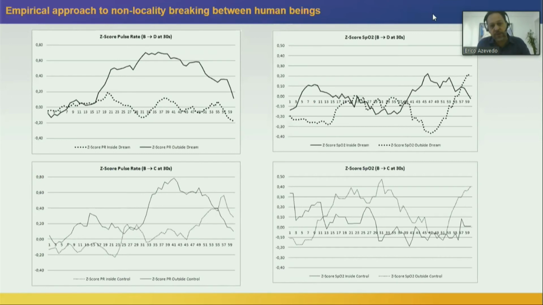And what is interesting is that in the control group, when the reading starts, the signal, the z-score, rises for the person inside the Faraday cage. So there is also a modification for those inside the Faraday cage. I'll come back to that point because it's extremely interesting.